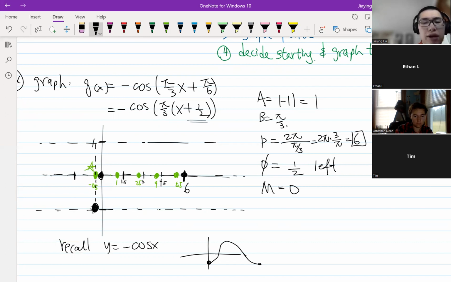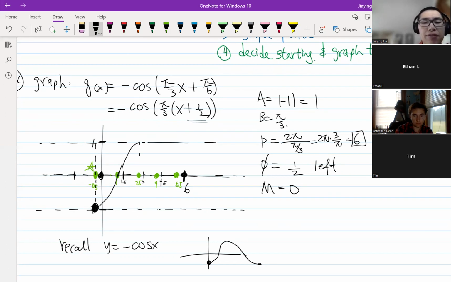So from here, it's going to go up and hit this green dot at 1/4 of the period, and then it continues to increase. By the time it reaches the maximum, it should be right above the next green dot. So it should be right there.